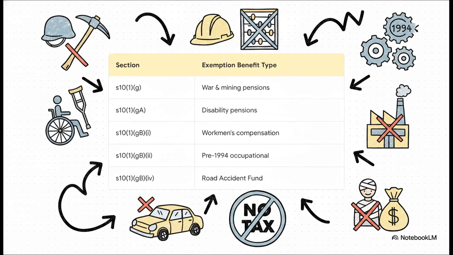Notice how all these payouts, whether it's a war pension or mining disease compensation under paragraph G, a disability pension under the Social Assistance Act in paragraph GA, COIDA workman's comp in GB Roman numeral 1, a pre-1994 occupational disablement pension or Road Accident Fund compensation, they are all completely shielded from normal tax. The legislation recognizes that taxing these very specific compensation payouts would totally defeat the purpose of the social support they're meant to provide.